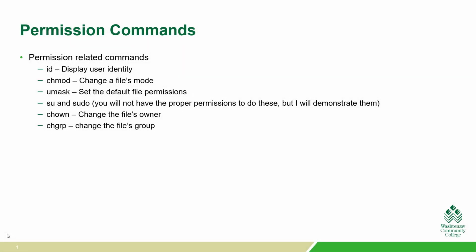To summarize, we looked at the permission-related commands. We looked at ID, which pretty much displays our user ID. We looked at chmod, which changes the file's mode. It basically changes the file's permissions. We looked at umask, which can set the default permissions for a file. We looked at su and sudo, which even though you don't have permissions to work with these, you kind of saw a little bit how they worked. Remember that su allows you to switch the user, and sudo gives you pretty much root privileges.